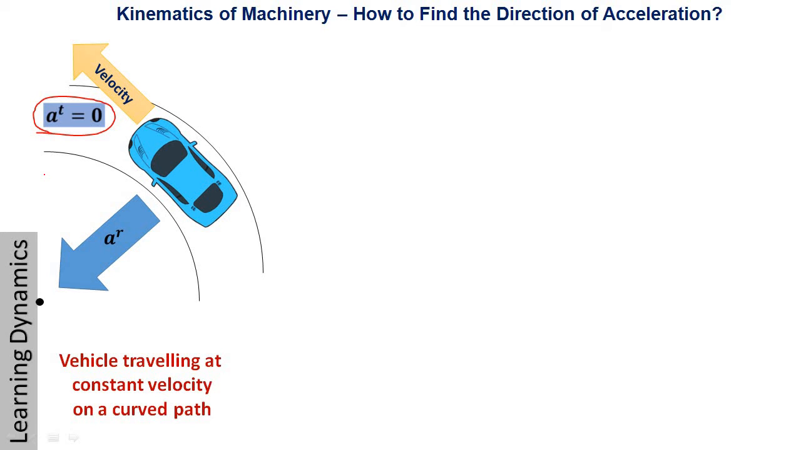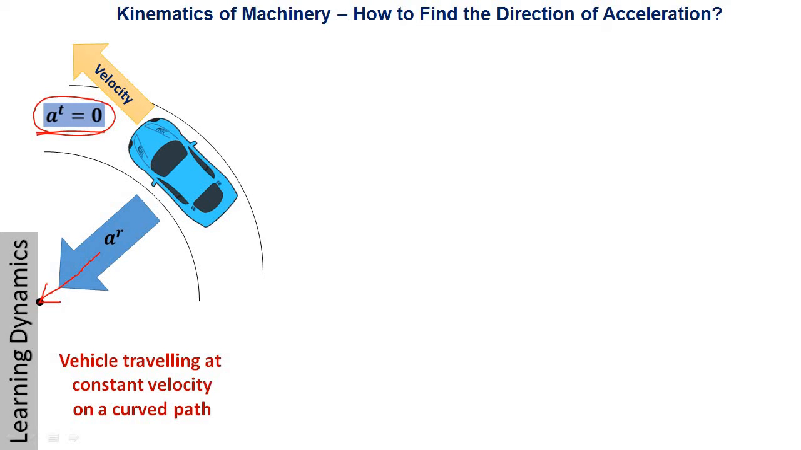So in the case of linear acceleration, the acceleration was zero. So here only the tangential component of acceleration is zero. The radial component is positive. Now it acts in the direction towards the center of the curve. So it acts in the radial direction pointing towards the center of the curve. So this is the direction of radial component of acceleration.